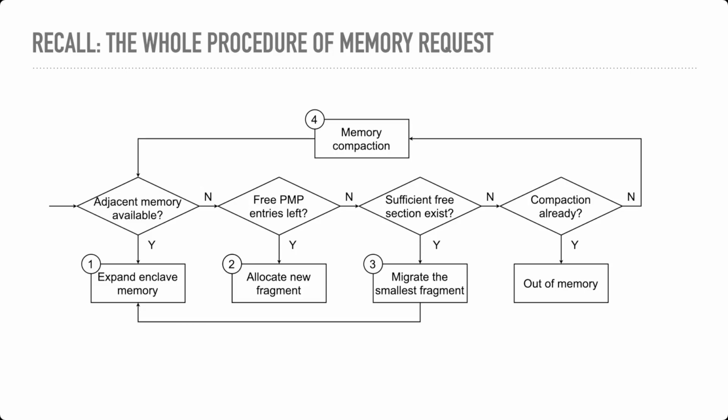So now let's recall the whole procedure of the memory request. First, we will check if there is an adjacent memory space. If true, then we directly expand the previous one to finish the allocation. Otherwise, we will estimate if there are free PMP entries, allocate it to a new fragment or perform migration. And finally, consider the compaction.